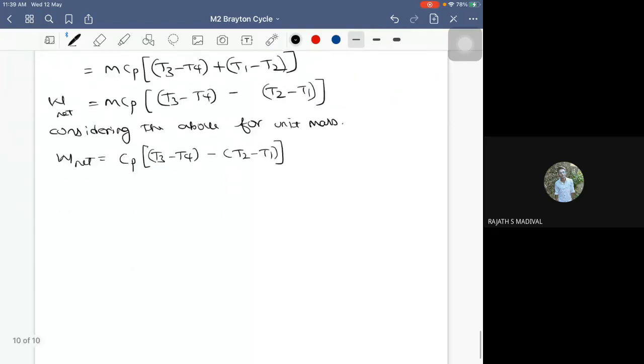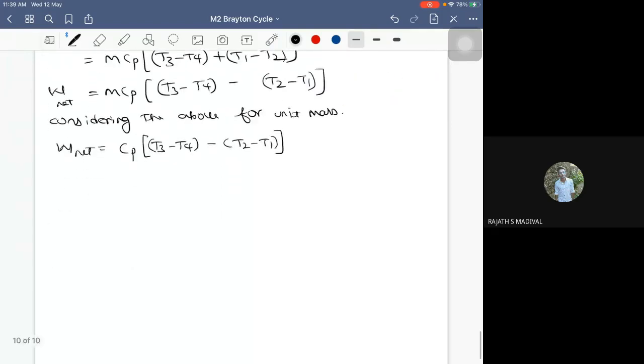Next, W net is equal to Cp into, all of you observe this, in T3 minus of T4, I want to take T3 as common. If I take T3 as common, what would remain here? 1 minus T4 by T3. Excellent, Kana, excellent. So it is 1 minus T4 by T3. Similarly here, I would take T1 as common.